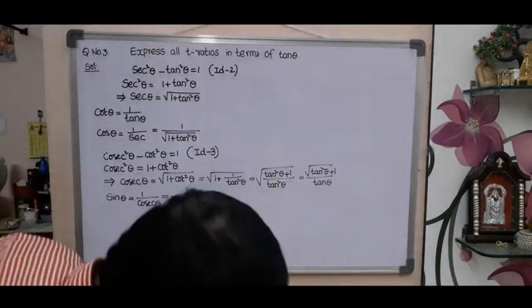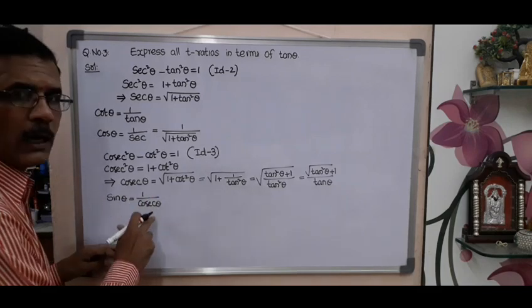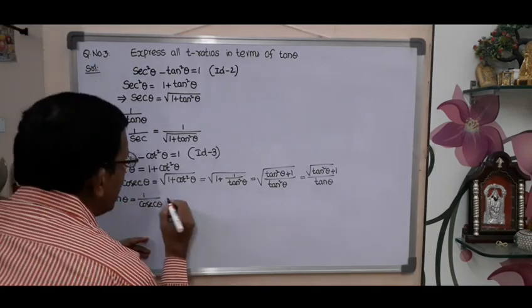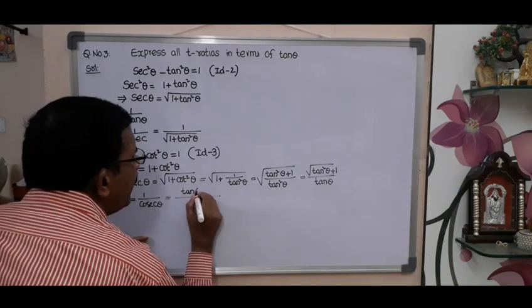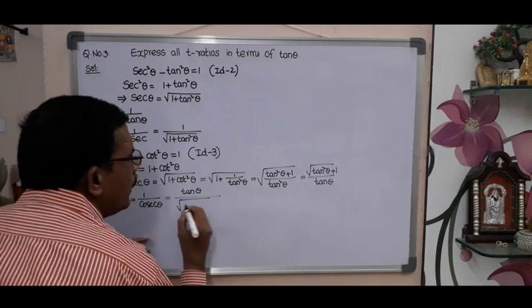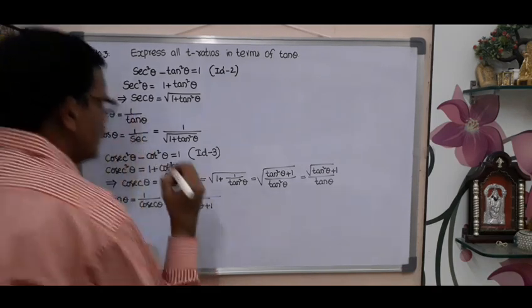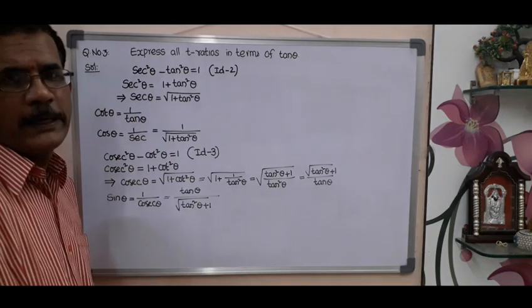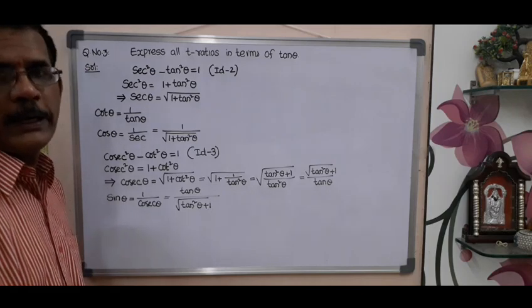Now, sin theta is the reciprocal of cosec theta. So, sin theta is equal to 1 by cosec theta. That is equal to tan theta by under root tan square theta plus 1. So, using identities, we can convert one trigonometric ratio in terms of another trigonometric ratio.